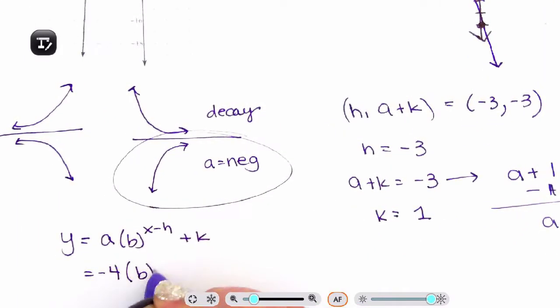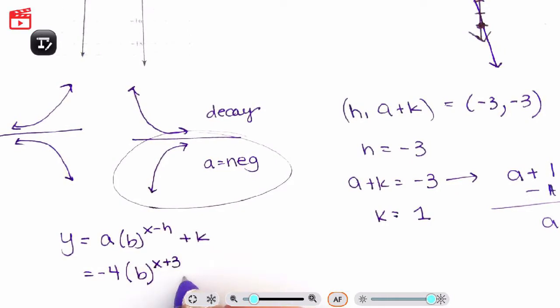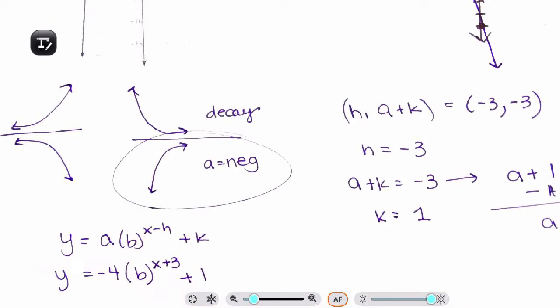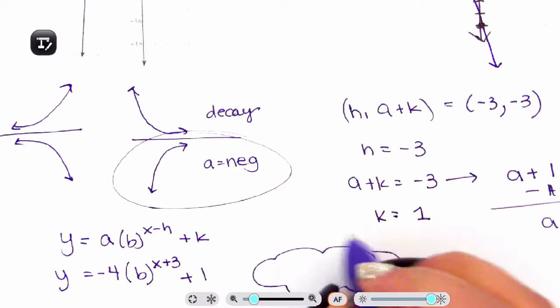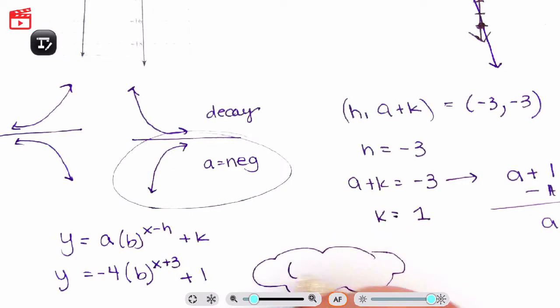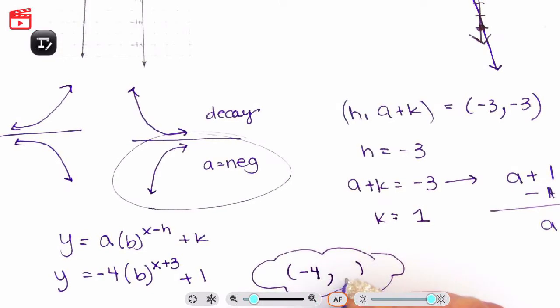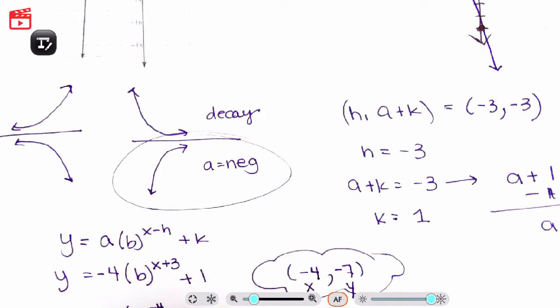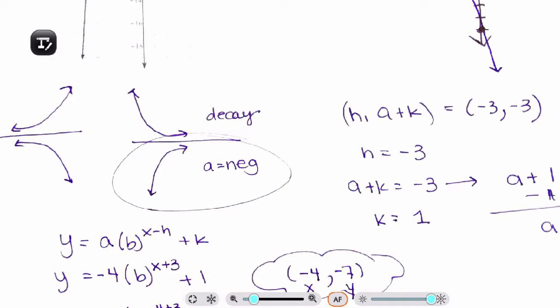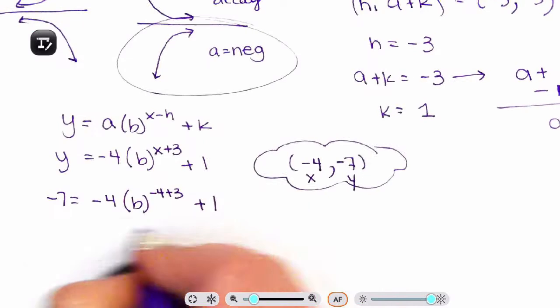B we still don't know. X minus h is negative 3, so we're doing a plus 3, always opposite for h. And then our k value is a positive 1. Now to find what your b value is, you're going to take your secondary point, and that's going to be your x and y values. So our secondary point is negative 4 and negative 7. So x is negative 4, y is negative 7. Plug that in and solve for b.